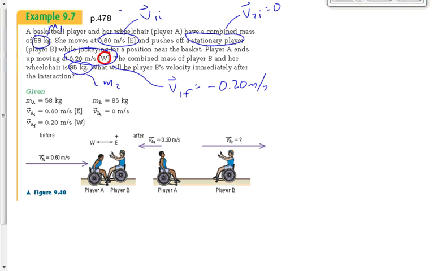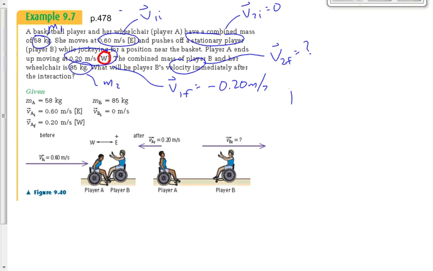We want to find player B's velocity immediately after the interaction. So we're looking for what? V1 or V2? V2I or V2F? Good, V2F. That's what we're looking for. So there's lots of things here. Again, 4 different V's, 2 different M's. We've got to keep those straight. If we do, we're in pretty good shape for solving this question.